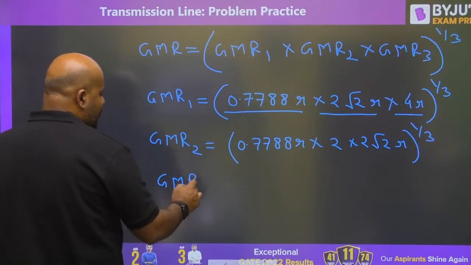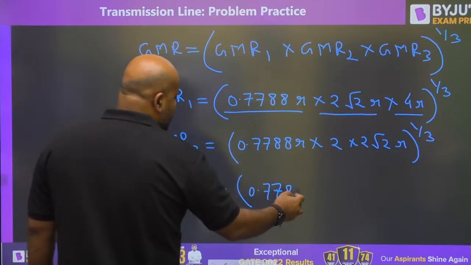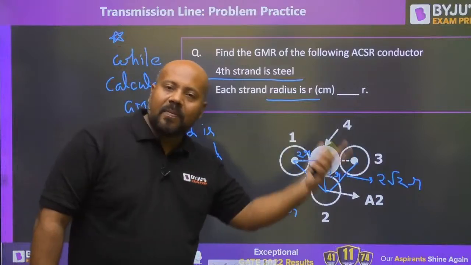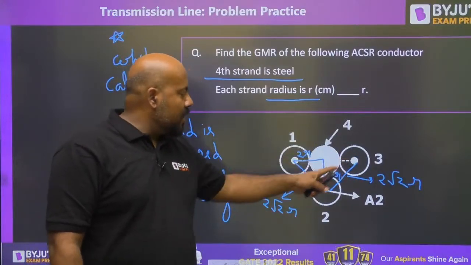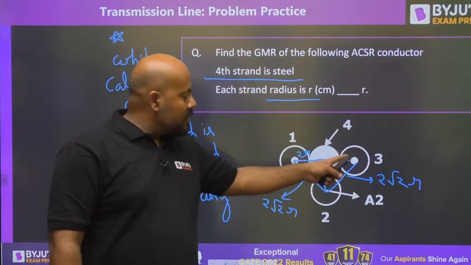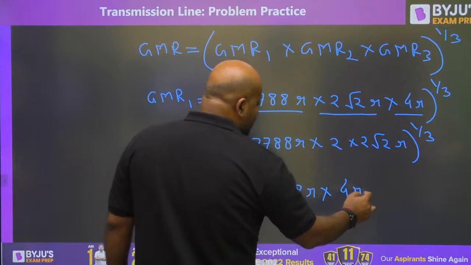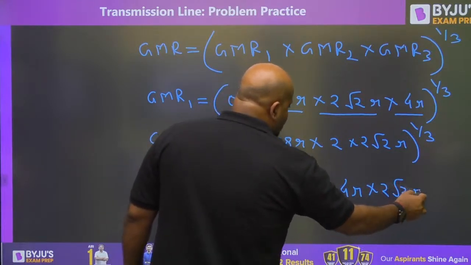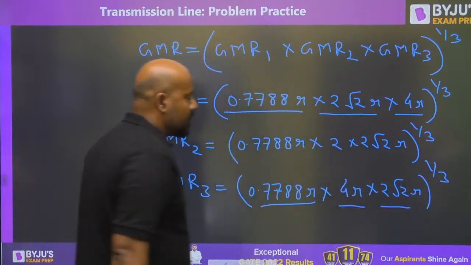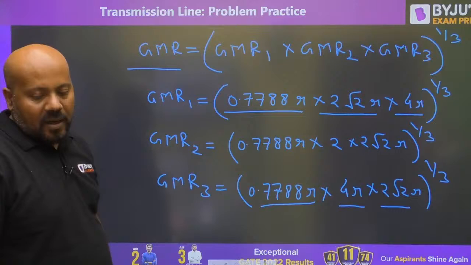What is GMR3? 0.7788r, that is the effective radius for strand 3, multiplied by the distance between 3 and 2 and 3 and 1. What is the distance between 3 and 1? 4r. What is the distance between 3 and 2? It is 2 root 2r. So this is again 4r and 2 root 2r. How many distances? 1, 2, 3. What is the power? 1 by 3. Just put all these GMR here and find the final answer.